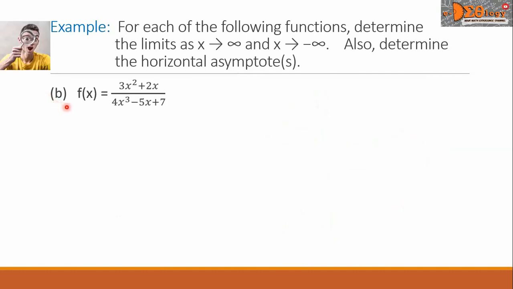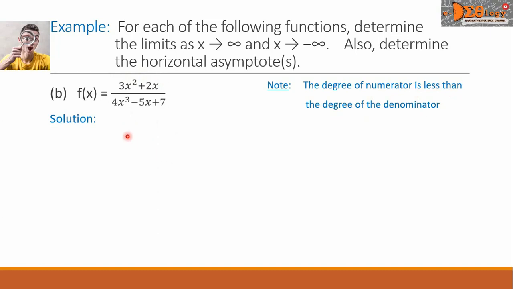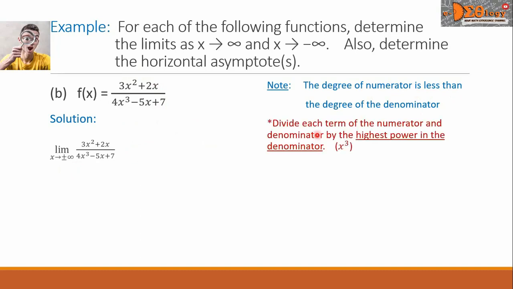Let's go to function b. f of x equals 3x squared plus 2x all over 4x cubed minus 5x plus 7. Note that the degree of the numerator is less than the degree of the denominator. For our solution, we're going to take the limit of this function as x approaches positive or negative infinity. Now, let us divide each term of the numerator and denominator by the highest power in the denominator. In this example, the highest power is x cubed.